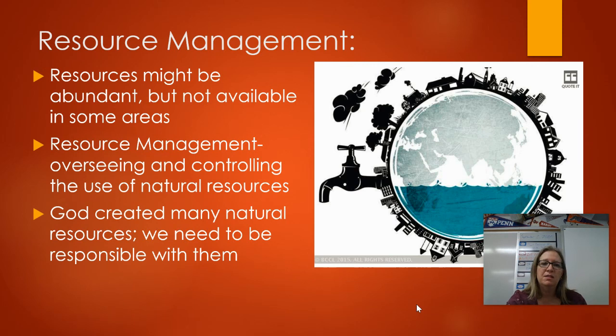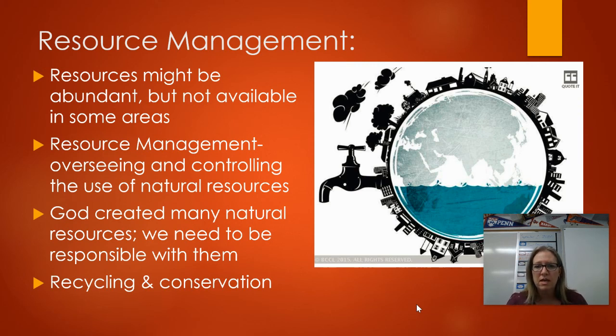And we just need to keep in mind that God created these natural resources for us. And so we need to be responsible with them. We need to be careful. We need to recycle. We need to be careful with our pollution. And we need to conserve. Just because water is renewable doesn't mean we should waste it. Just because we have the technology to recycle doesn't mean it's not a good idea to use a refillable water bottle instead of just buying plastic bottles. So we should be responsible with our management of these resources and remember that God gave them to us.